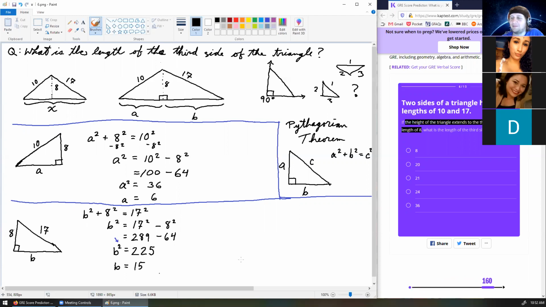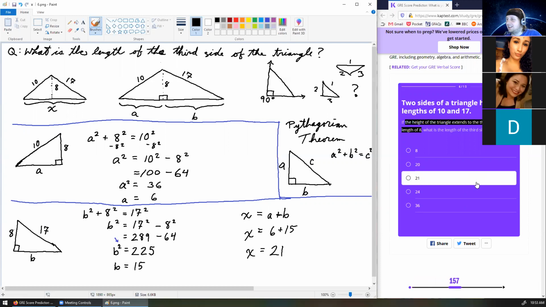Okay. So that's great. Now we go back to our original problem. We're trying to find x. X equals a plus b, right? X equals 6 plus 15. X equals 21. And there it is. It's C, of course. It's always C, right?